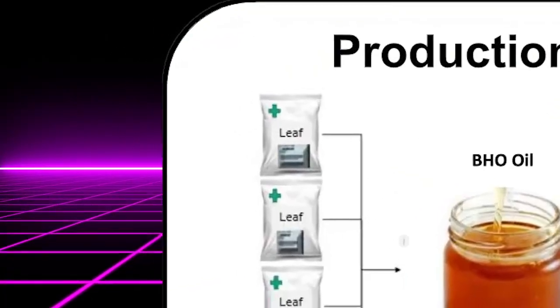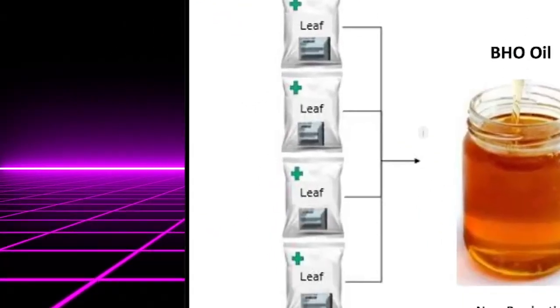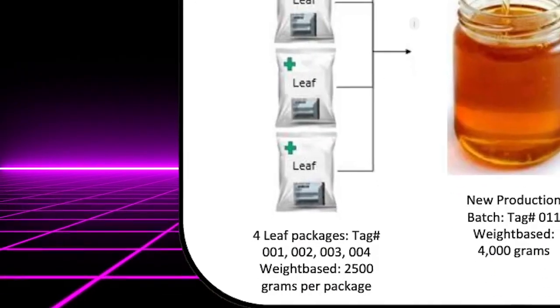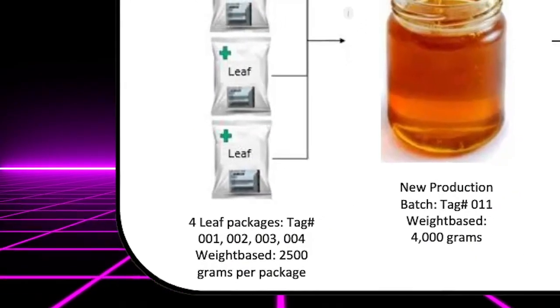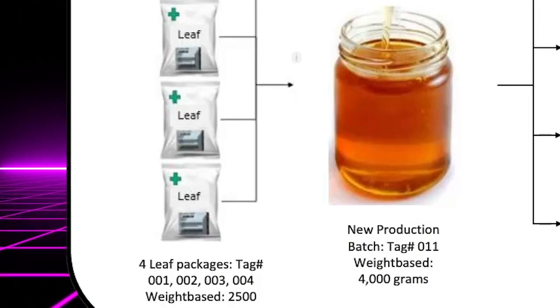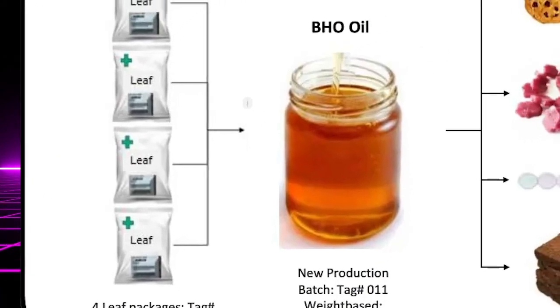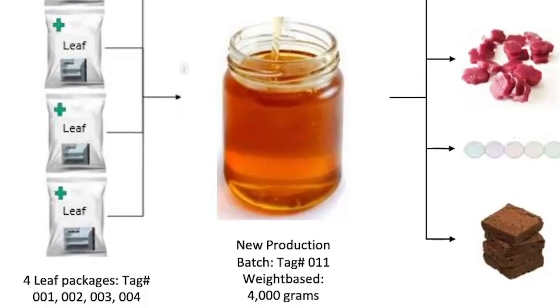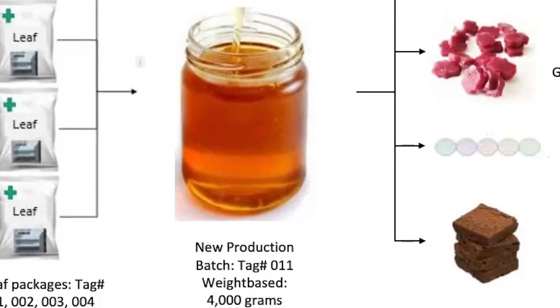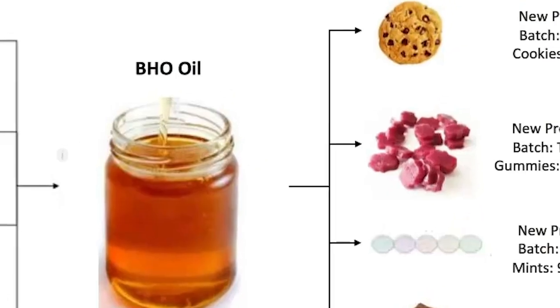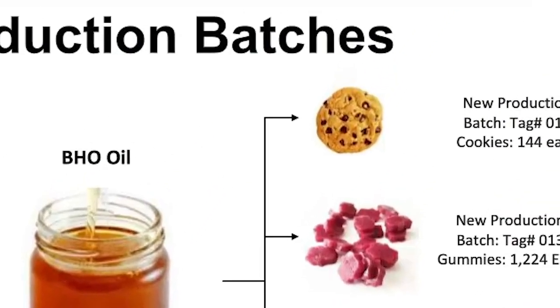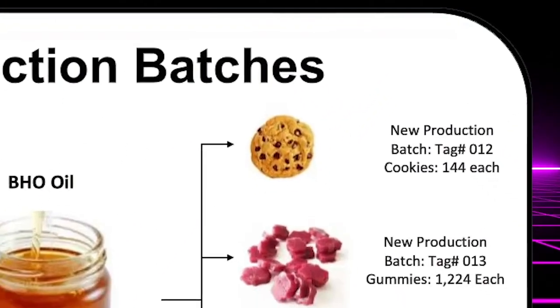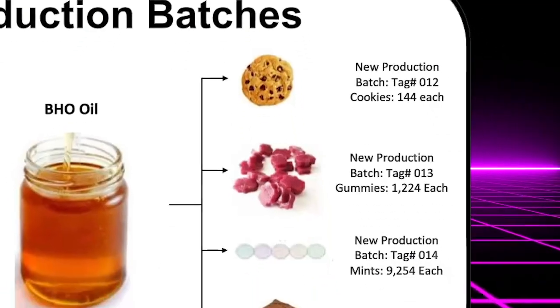We start with 4 packages of plant material, where each package contains 2,500 grams. Those 2,500 gram packages, or 10,000 grams total of plant material, are used in a production batch to create 4,000 grams of BHO oil. From there, we take our oil and create 4 final production batches of edibles. In this case, chocolate chip cookies, gummies, mints, and brownies.